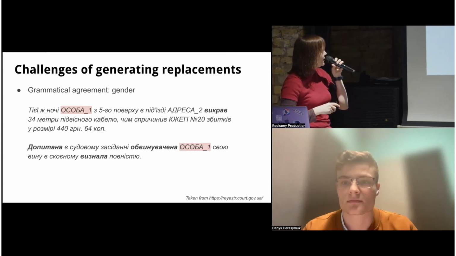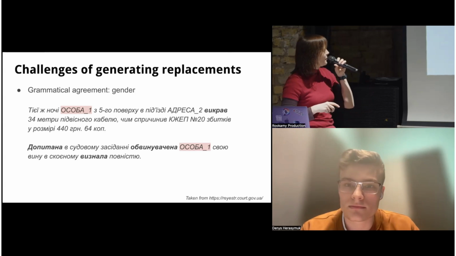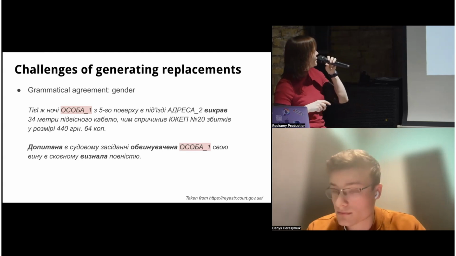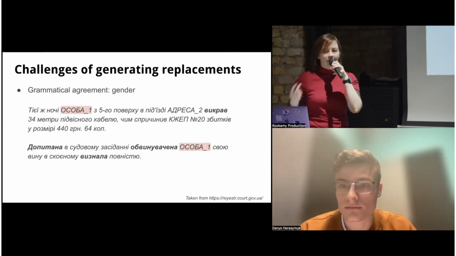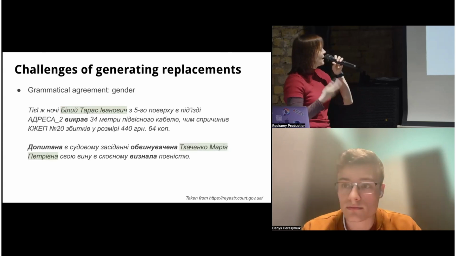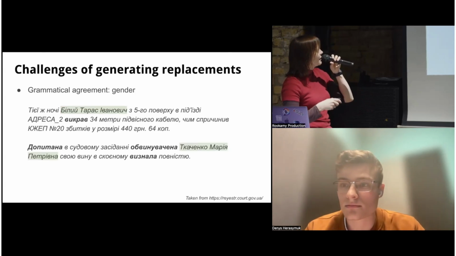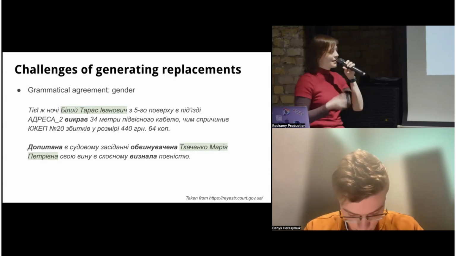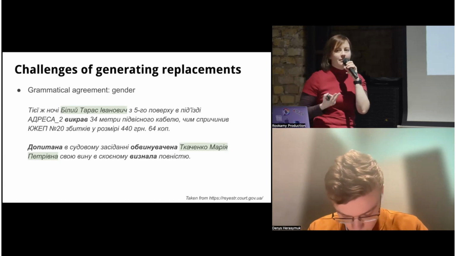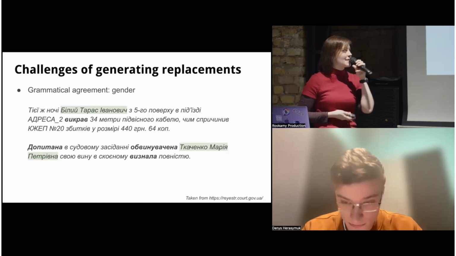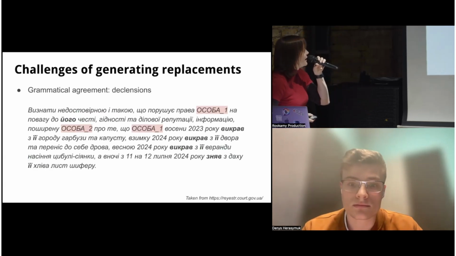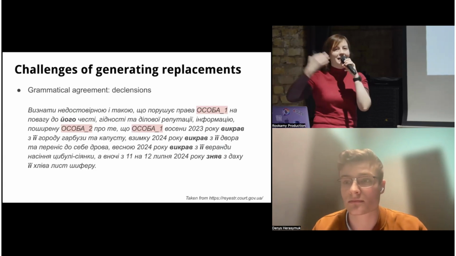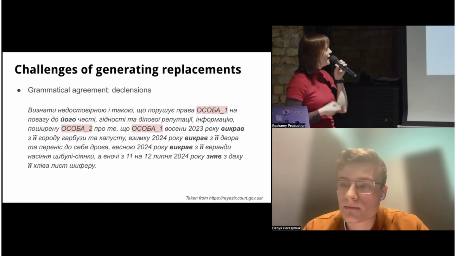The other one says, "допитана в судовому засіданні обвинувачена особа 1 свою вину в скоєному визнала повністю." And here we have verbs, adjectives and nouns that all agree with the feminine gender. So when we do de-anonymization, we want to use something like Білий Тарас Іванович for the first person and Ткаченко Марія Петрівна for the second person, so that they agree, but not vice versa, because otherwise we would get non-realistic texts.